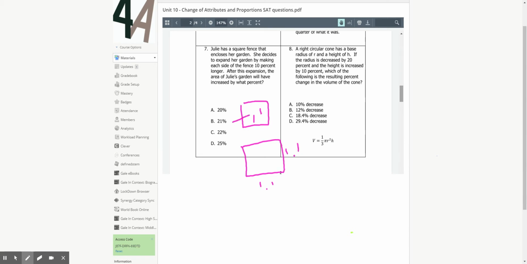So the area of the original garden is just 1, because that's 1 squared. And the area of the new garden is 1.1 squared. It's going to be 1 to 1.1 times 1.1 is 1.21. So what have we increased by? How many percent? You got it.